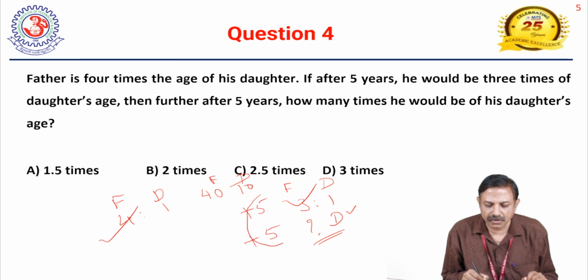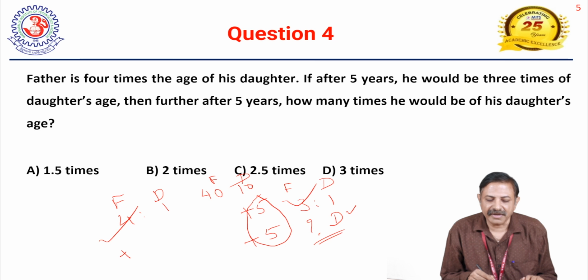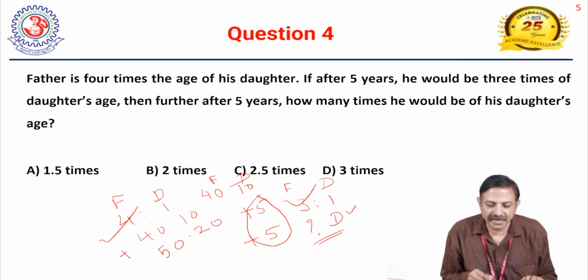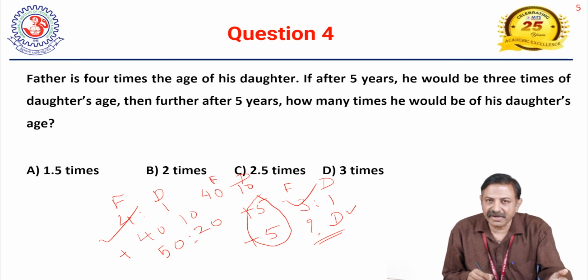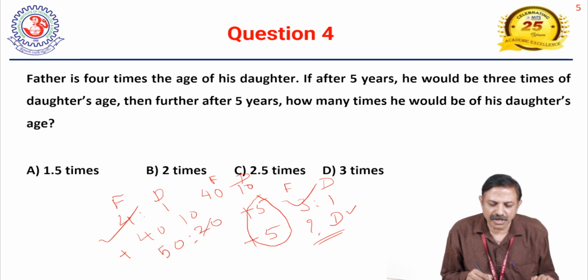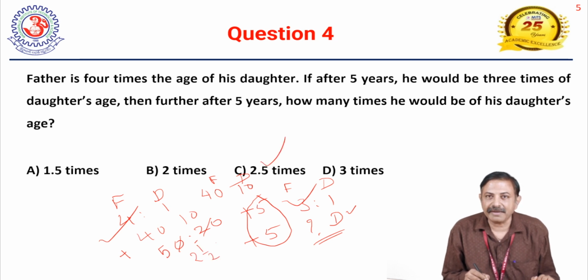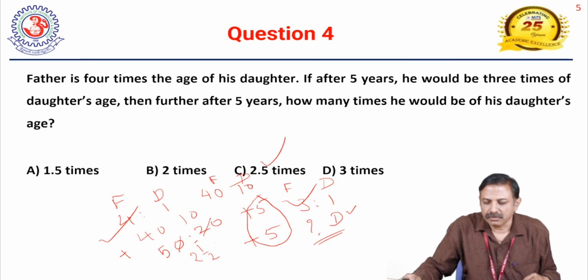My dear student, there are only plus 5 and plus 5, that is totally 10 years. Suppose father is 40, daughter is 10. After 10 years, father will be 50, daughter will be 20. See, I am not solving anything, directly we are going to the step. After 10 years, father will become 50, daughter will become 20. Means how many times? 2 and a half times. 20 into 2 and a half will get 50. So 2.5 times is the answer. Father is 2 and a half times the daughter. That is the answer. Let me go to the next one.